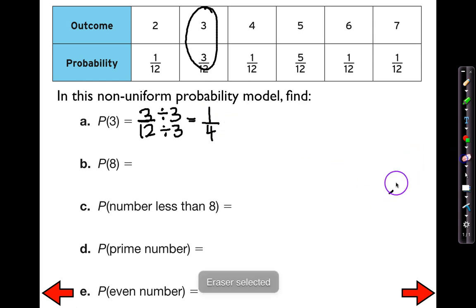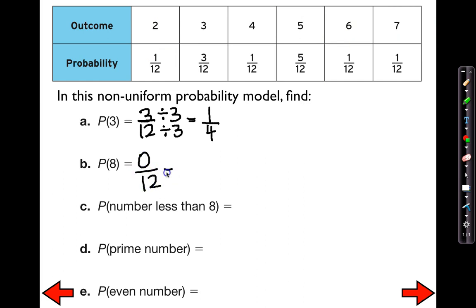Okay, the next one is what's the probability of getting an 8? Well, let's see. There are no 8s here, so I'm going to go ahead and say it's a 0 out of 12, which reduces to just 0. I notice a lot of my students like to leave it at 0 out of 12, but please reduce that down completely to just 0, which we know 0 means impossible. It's never going to happen.